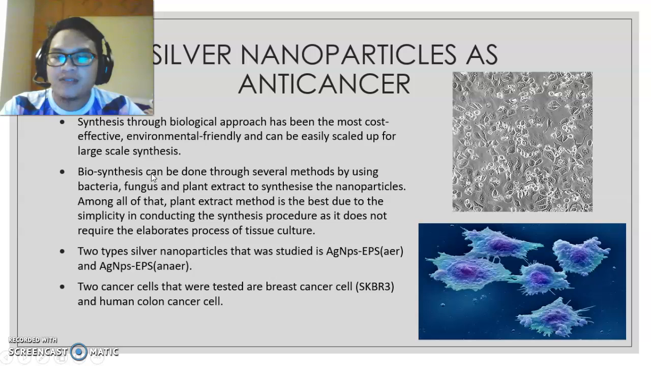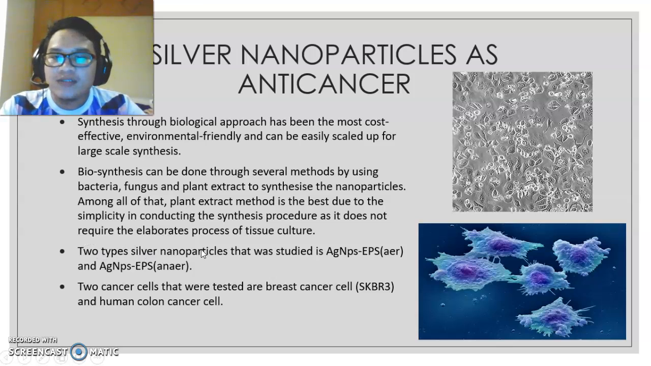Biosynthesis of silver nanoparticles can be done through several methods, using either bacteria, fungus, or plant extract to synthesize the nanoparticles. Among all of these, the plant extract method is the best due to the simplicity of conducting the synthesis procedure, as it does not require the elaborate process of tissue culture, which reduces the probability of the culture being infected by any outside agent.